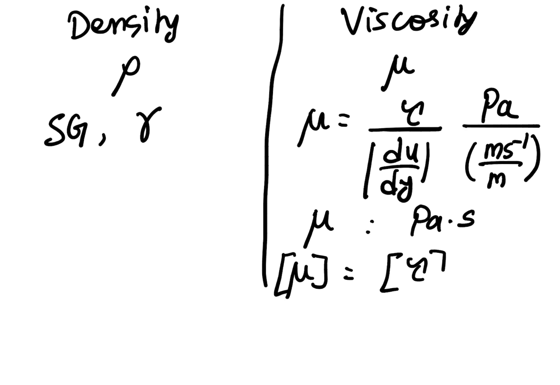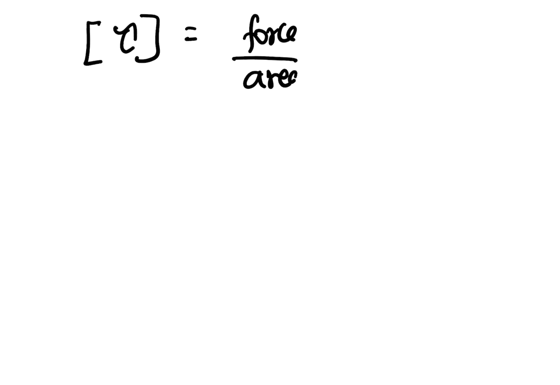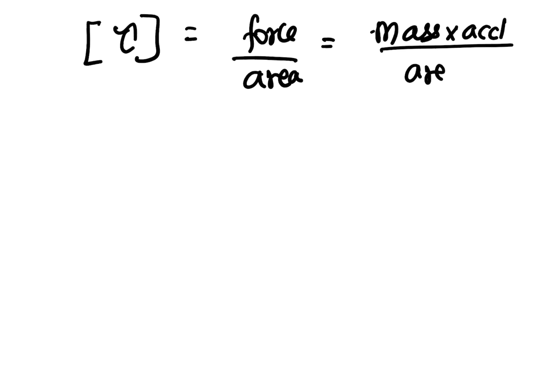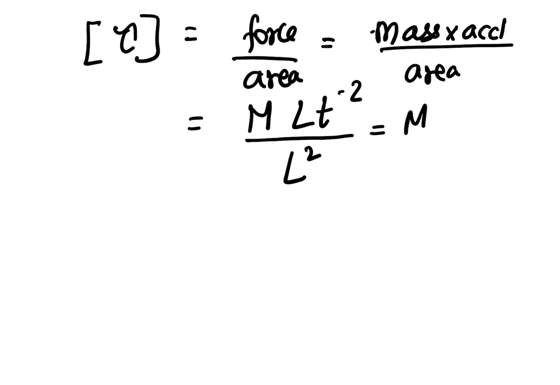Let me write it as the dimensions of shear stress divided by the dimensions of strain rate. Okay, so what is the dimension of shear stress? Shear stress is a kind of a force per area. So it's force per area, and force, if you forget, is mass times acceleration divided by area. So mass is M, acceleration is LT power minus 2, and area is L squared. So you have ML power minus 1 T power minus 2.